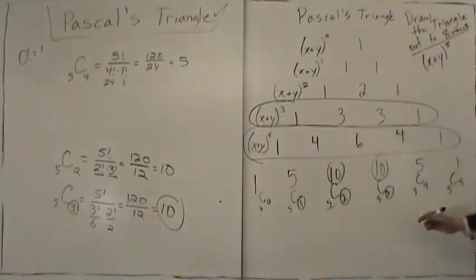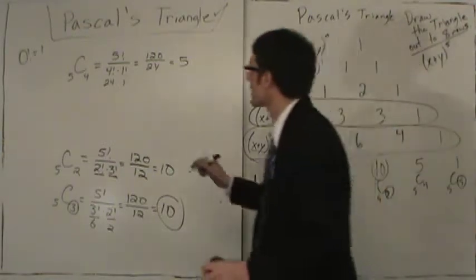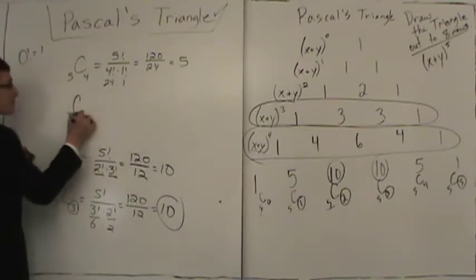And then question, how many ways can you choose a group of 5 people out of 5? How many ways can you choose 5 people out of 5? One way, okay? So we have combination 5 choose 5. Makes sense.